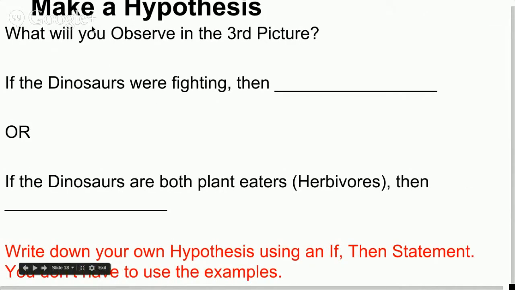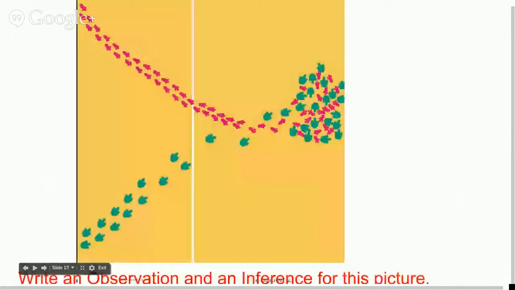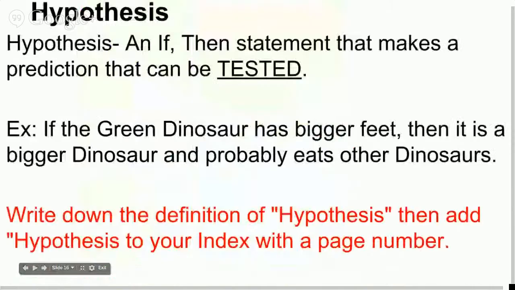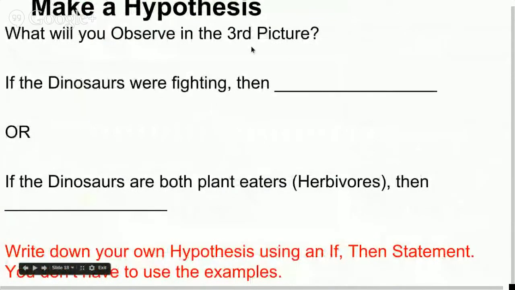All right. Now, what do you think you're going to see in the third picture? So here's the two pictures again. There's another picture that's going to go right here on the right side. What do you think you will see in this third picture? All right. So if you think the dinosaurs were fighting, then something would happen. Or maybe you think if the dinosaurs are both plant eaters, then something else would happen. So tell me, what do you think would happen? Write a hypothesis. Go ahead and pause it and write your hypothesis.